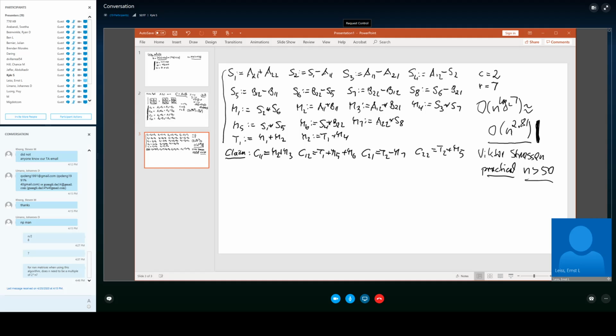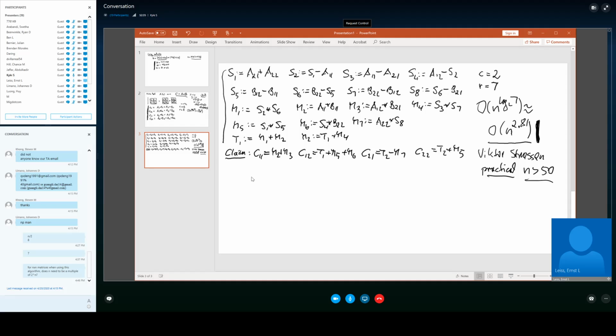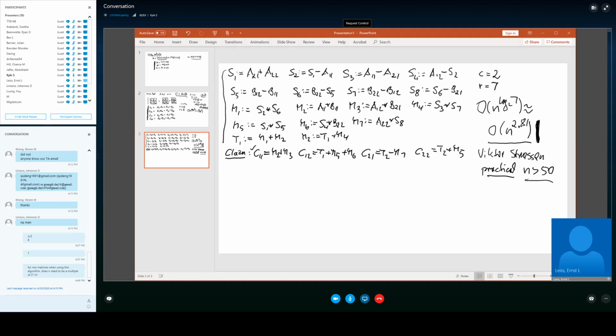So, C11. Well, what are we going to aim for? Well, we're going to aim for those expressions. So C11, we've already said, is A11 times B11 plus A12 times B21. Well, in this particular case, that's trivially true because M2 is A11 times B11, and M3 is A12 times B21, and so this C11 is exactly that. So that was a trivial exercise.